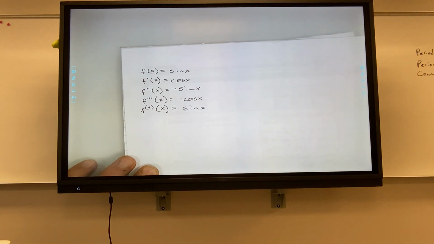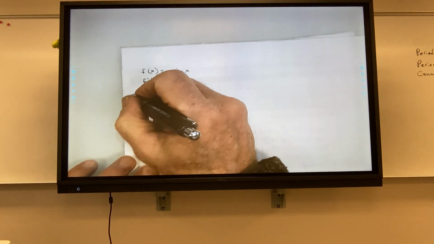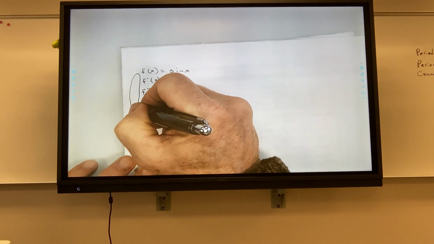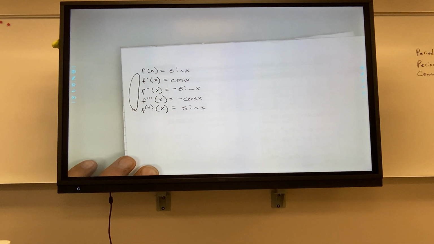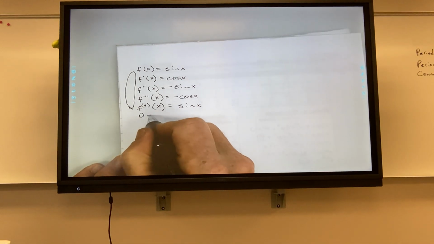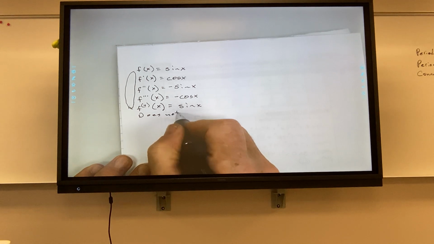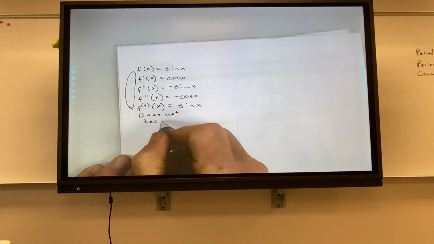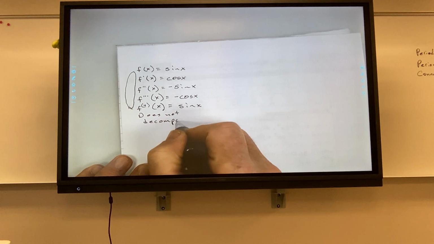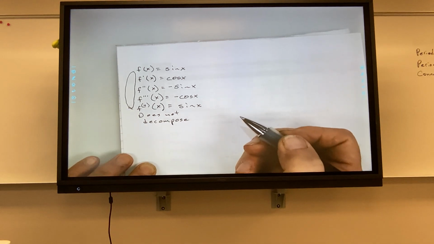Never switching. Right, so it comes back up here, doesn't it? Okay, it does not decompose, does it? Does not decompose. What I mean by that, it doesn't go to zero, does it?